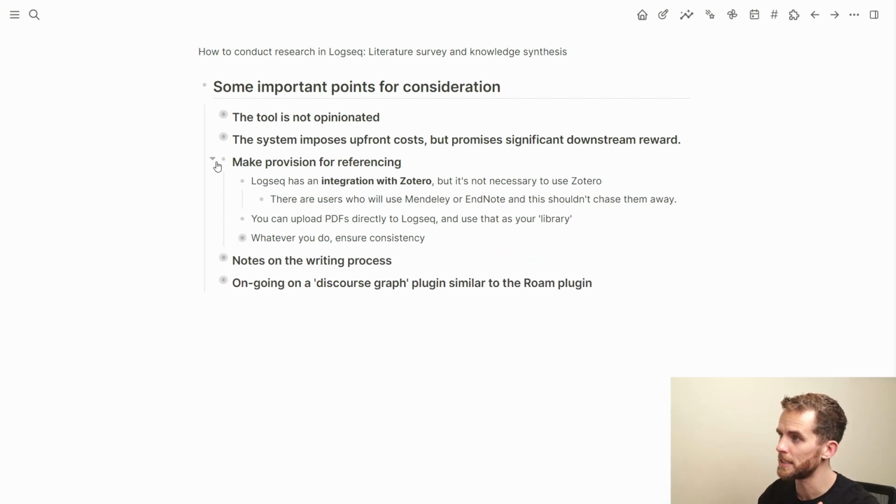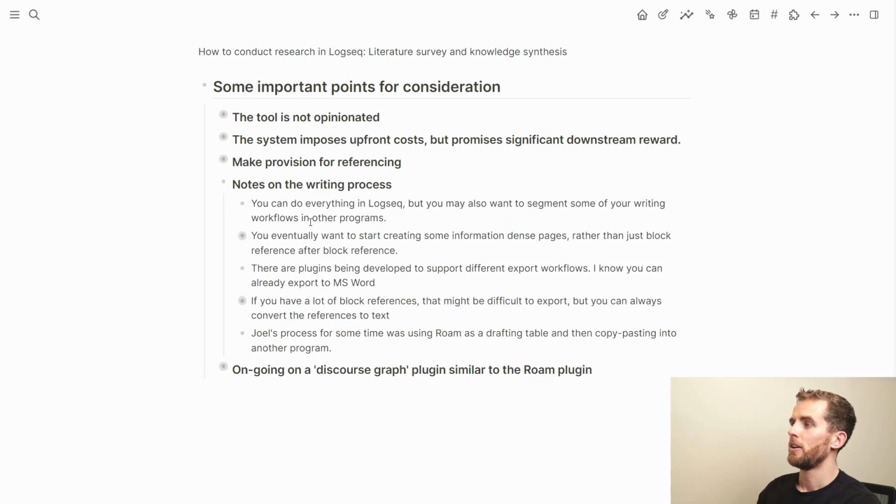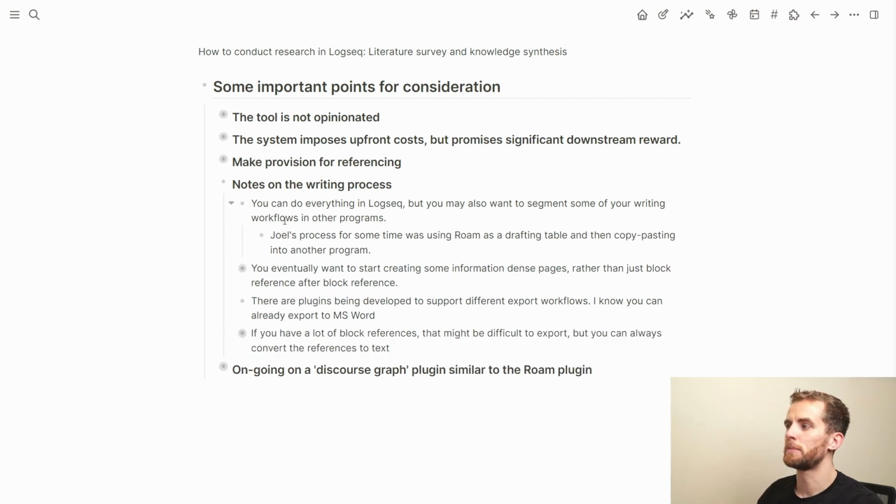Okay, so notes on the writing process. You can do everything in Logseq, but you may also want to segment some of your workflow in different programs. I mean, there are lots of tools out there, and I remember speaking to Joel, his process for some time was using Roam as a drafting table and then copy pasting that into another program. So there are no hard and fast rules.